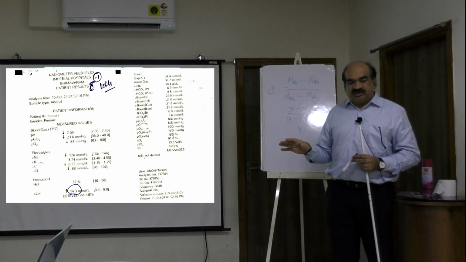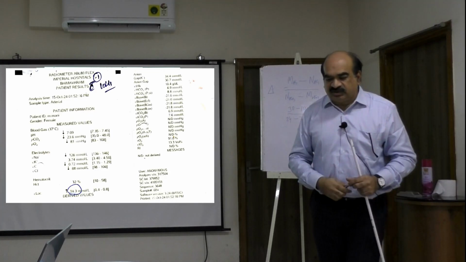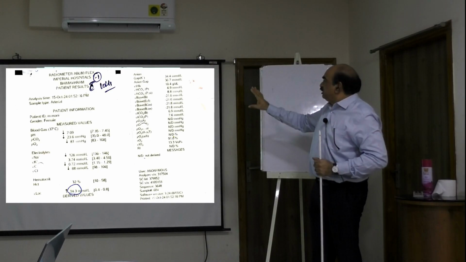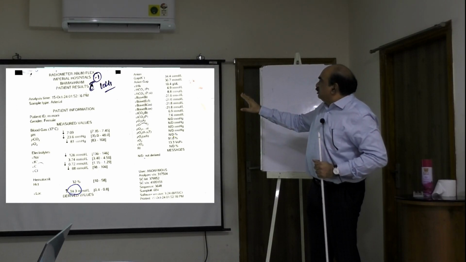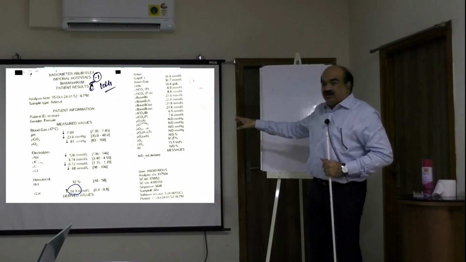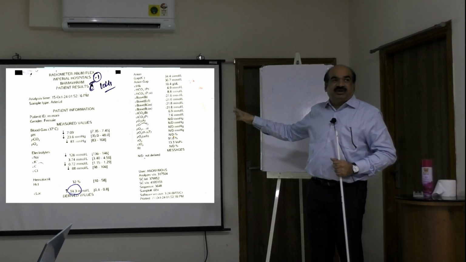So what is the importance of identifying each process? What is the clinical importance? If you don't know how to interpret ABG, directly looking at the ABG, we assume pH is 7.0, acidosis, bicarb is low, 7, metabolic acidosis, CO2 is low, respiratory alkalosis.